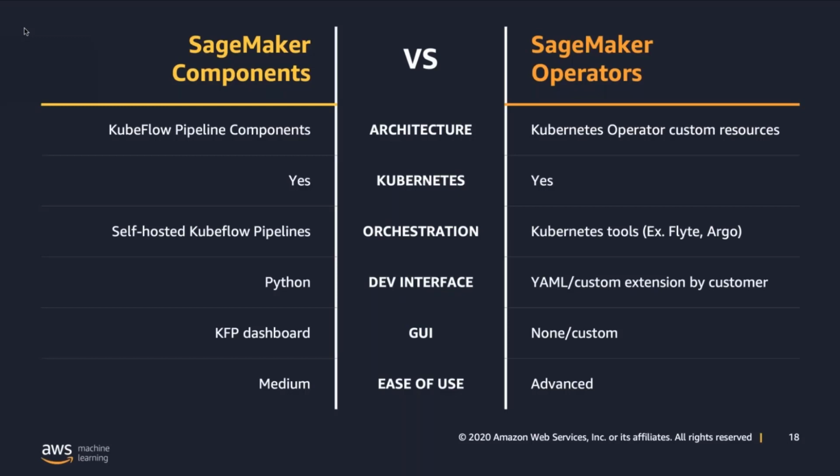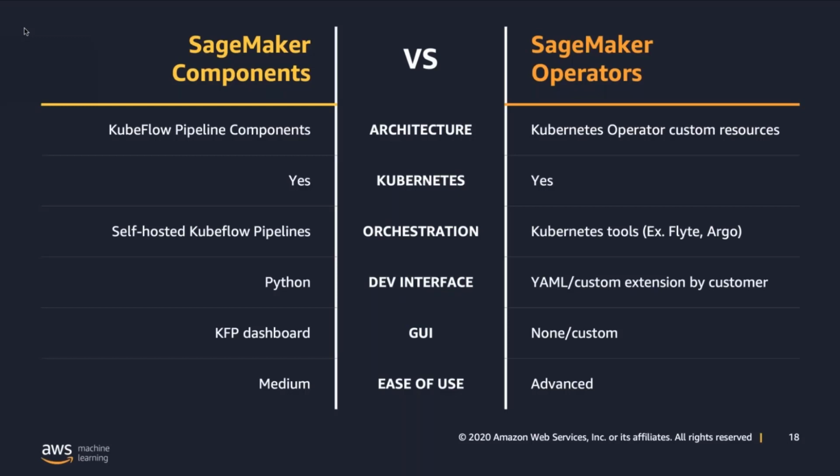SageMaker operators, on the other hand, ultimately are Kubernetes operator custom resources. They basically use the YAML files that are the CRDs, the custom resource definitions. And once again, obviously, it's Kubernetes native. It can be orchestrated by tools like Flyte or Argo, which essentially ingest the core YAMLs and then allow you to specify the directed acyclic graphs, the DAGs, however you see fit. The dev interface is YAML, which is more challenging than typical Python for most data scientists.